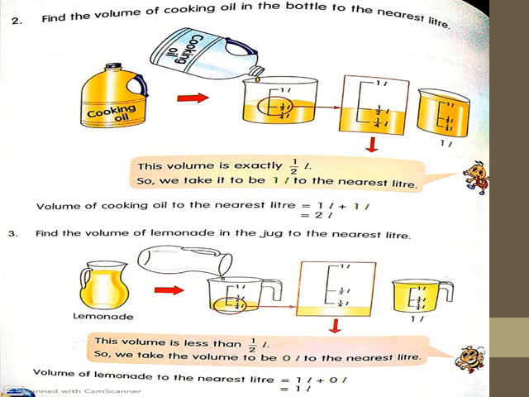So I will take it as 0. I will consider it as 0. So I will say the volume is less than half liter, so we take the volume to be 0 liter to the nearest liter. 1 liter we already have in the beaker, and this we are taking as 0. So it will be 1 liter plus 0. So the volume of lemonade to the nearest liter will be 1 liter plus 0 liter, and that will be only 1 liter.